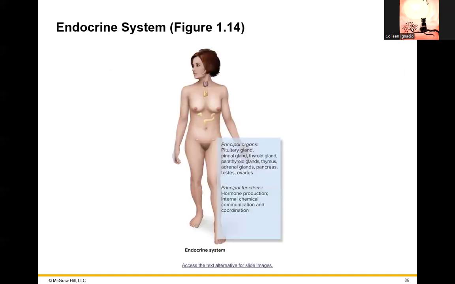So this is a great visual, and it shows you from top to bottom pretty much. Also, it doesn't show you the pituitary gland, but that's in the brain. But it shows you the thyroid gland working on down in this patient.